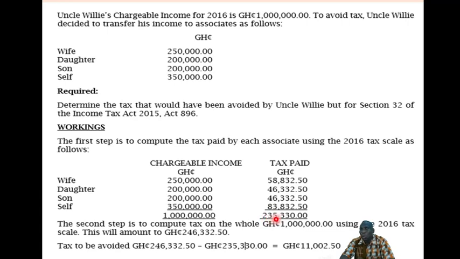So the total tax that the Commissioner General will get if they engage in income splitting will be 235,330. Now, if the Commissioner General invokes Section 32, which allows him to recharacterize the source of the income by aggregating it for tax purposes, then he will be allowed to add back.